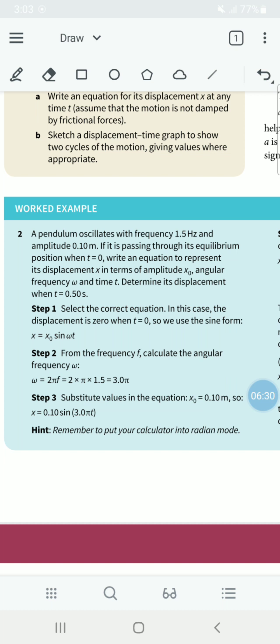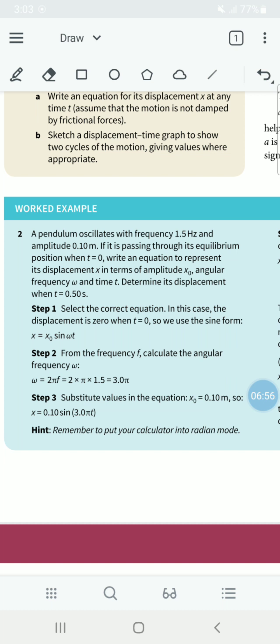So we have to select the correct equation. In this case, the displacement is 0 when t equals 0. So we have to use the sine form. x equals xo sine omega t. Then from the frequency f, we calculate the angular frequency. They have given 1.5 Hertz to be the frequency. Omega equals 2 pi f.